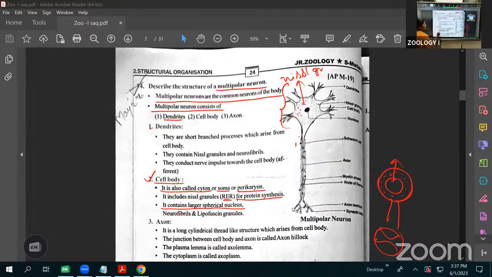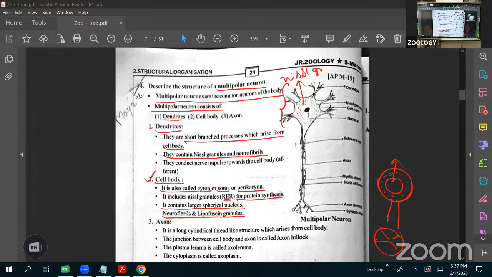Along with the granules, neurofibrils and lipofuscin are present inside the cell body. Clear? Next is the dendrites. The second one is the dendrites. The short branched processes which arise from the cell body are called dendrites. They contain only Nissl granules and neurofibrils.